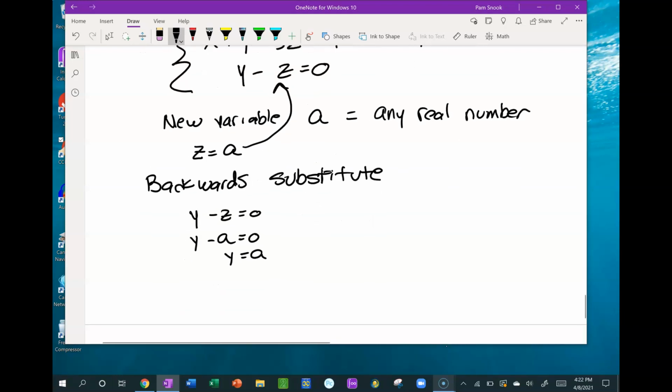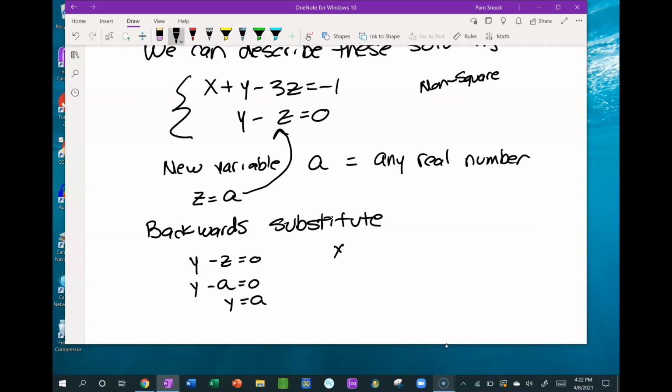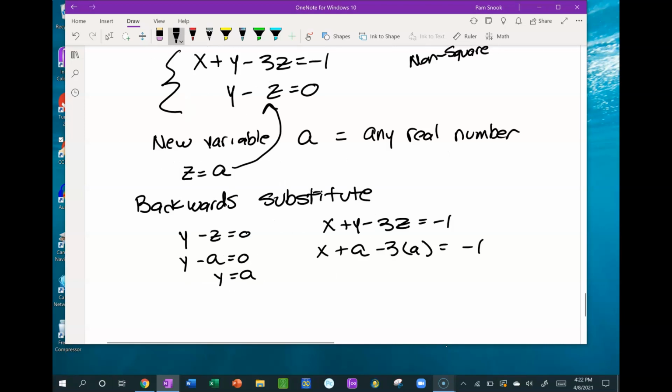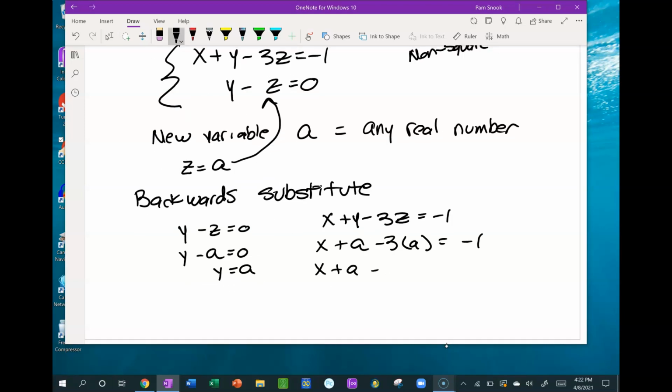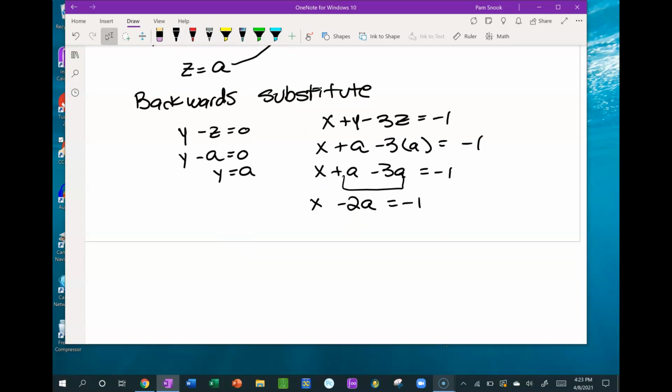So now I have an answer for Z and an answer for Y. I'm going to backwards substitute again, this time into our first equation. X plus Y minus 3Z equals negative 1. Well, I know that X is what I'm looking for, so that's X. I figured out Y is going to be A, so I'm going to put A in for Y. And then I'm going to put A in for Z. So I get X plus A minus 3A equals negative 1. Combine your like terms in here. So I get X minus 2A equals negative 1. And then, since I'm just trying to get X by itself, I'm going to add 2A to both sides. So X equals 2A minus 1.